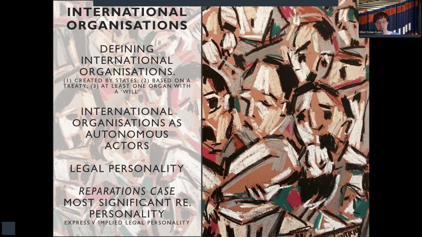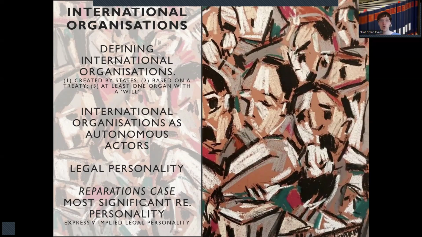Obviously, in domestic legal systems, it's usually individual humans as well as corporations who are defined as legal persons. They have a legal personality with capacity for rights and obligations as well. But in international law, these same considerations apply, relatively so. As we've mentioned, states are clearly international legal persons.